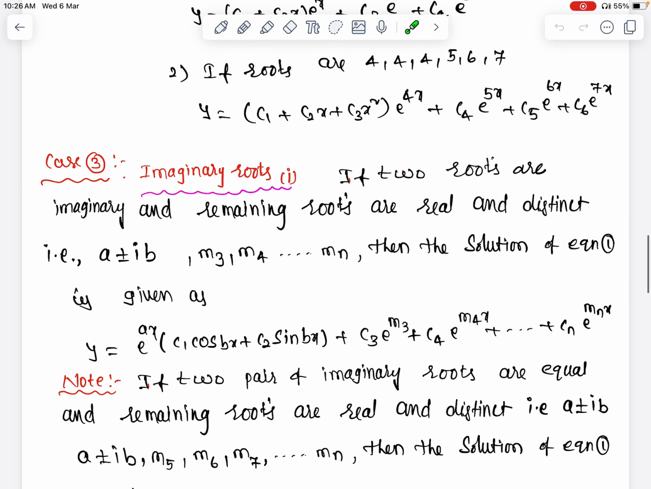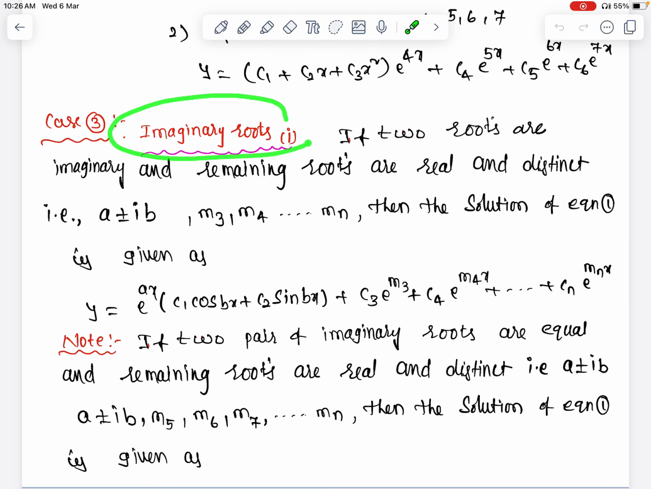The next one is imaginary roots. Sometimes we may get imaginary roots also. Imaginary roots look like a plus or minus ib. If we get imaginary roots, 100% we get them as a pair, with positive and with negative. That is a plus ib, a minus ib. Like this only we can get. These are said to be imaginary roots.